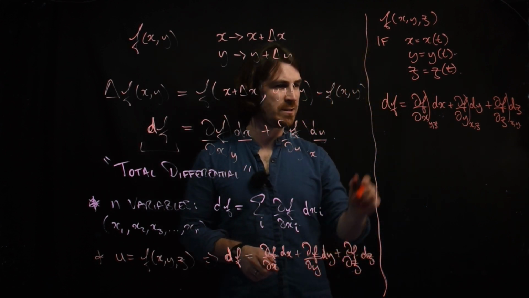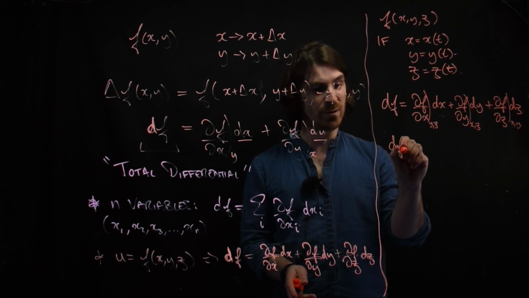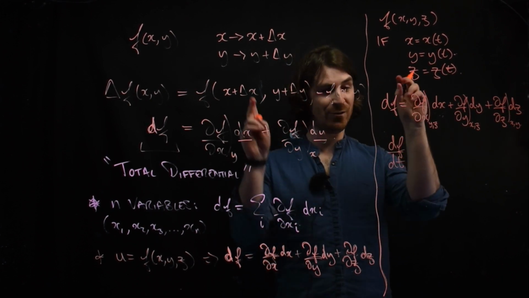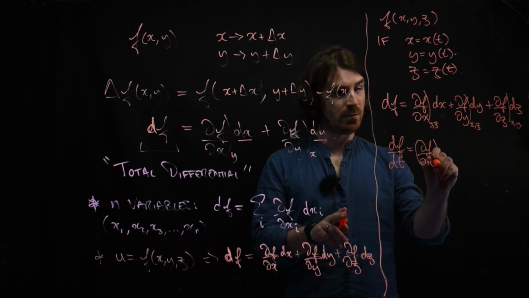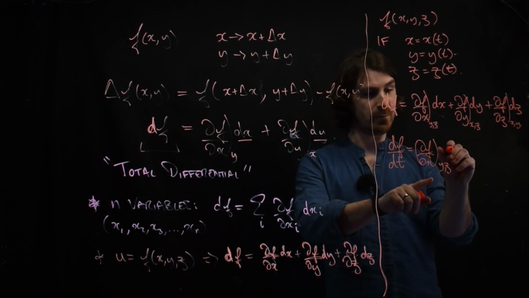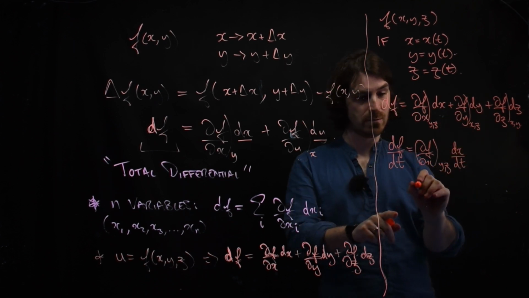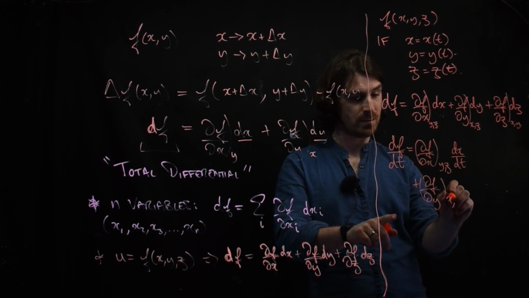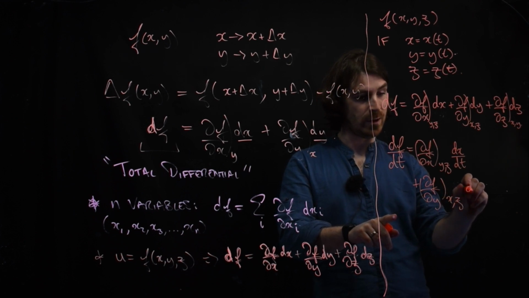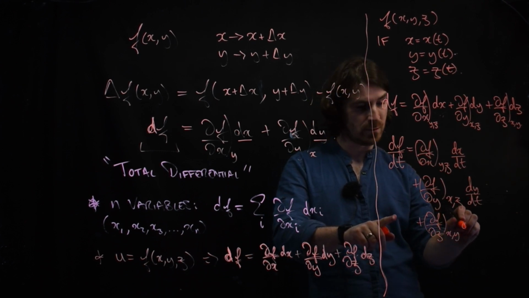Now if you want to see how this function changes with t, then we just take a normal derivative, df by dt. We're kind of dividing through by dt. So df by dx is some number we can calculate, times dx by dt, plus df by dy, holding x and z constant, times dy by dt, plus df by dz, holding x and y constant, times dz by dt.